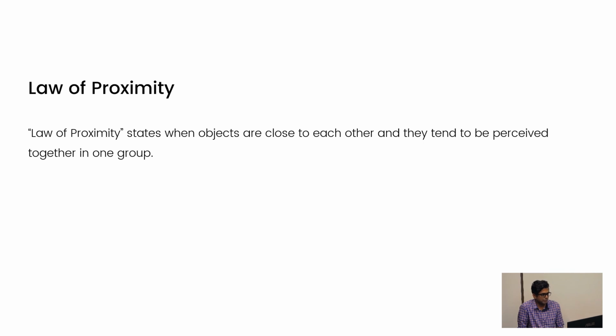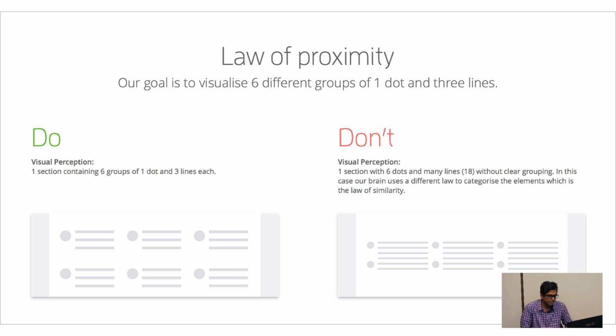As you can see, the law of proximity states that when objects are close to one another, they tend to be perceived together as a single group. It's kind of gibberish, right? So I came up with an example. In this scenario, we are going to talk about the law of proximity. Our goal is to visualize 6 different groups of 1 dot and 3 lines. The scenario is visualizing 6 different groups using 1 dot and 3 lines.